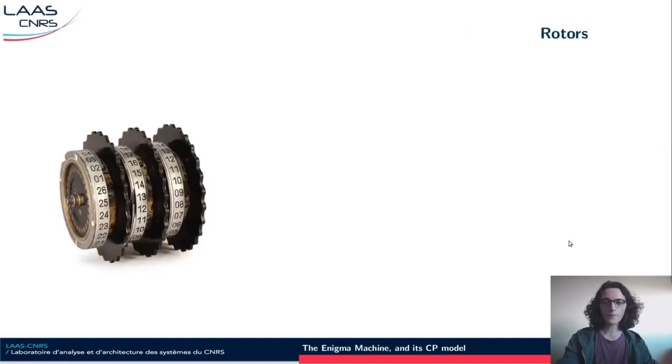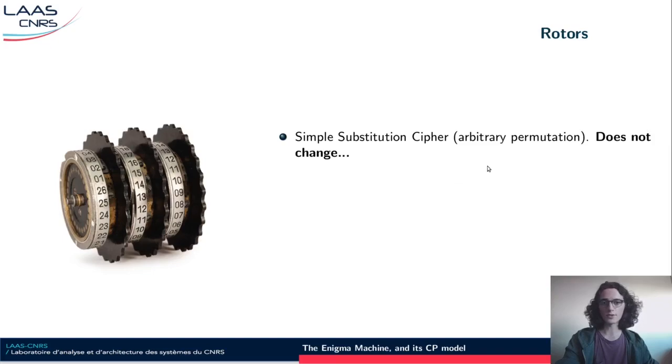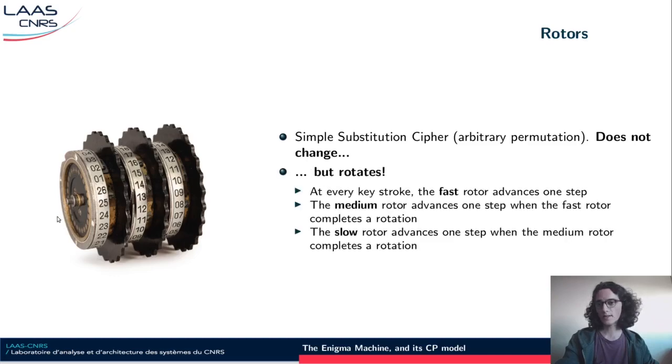Then we have the rotors. The rotors are again a simple substitution cipher, and these substitutions do not change, they are not variable. But what happens is that these rotate. Indeed, at every keystroke, the fast rotor, the first rotor here, rotates one step, and after 26 steps, the medium rotor rotates one step, and after 26 steps of the medium rotor, the slow rotor here rotates one step.